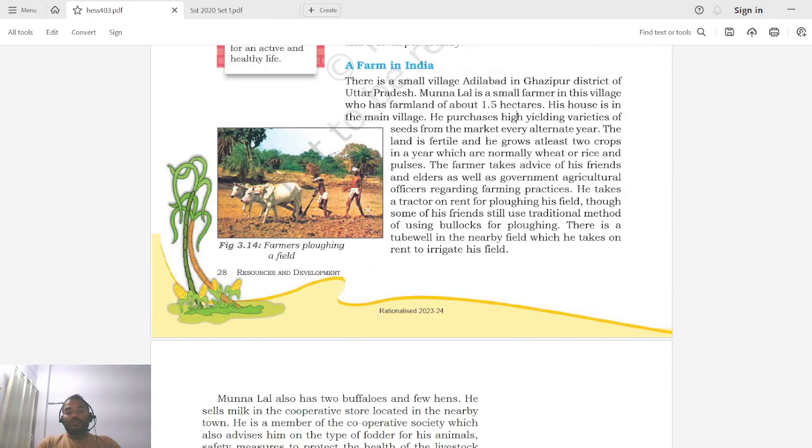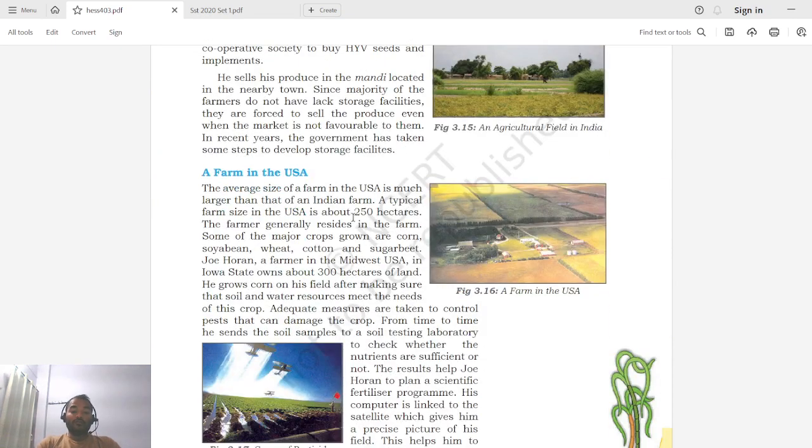So if you see over here, we had Munnalal whose farm size was only 1.5 hectares, and if you see a farmer in the USA, his farm is approximately 250 hectares, so it means it is approximately 100 or 150 times larger, right? So in general, one farmer in the USA holds land equal to approximately 150 farmers from India, right? So that is the condition.